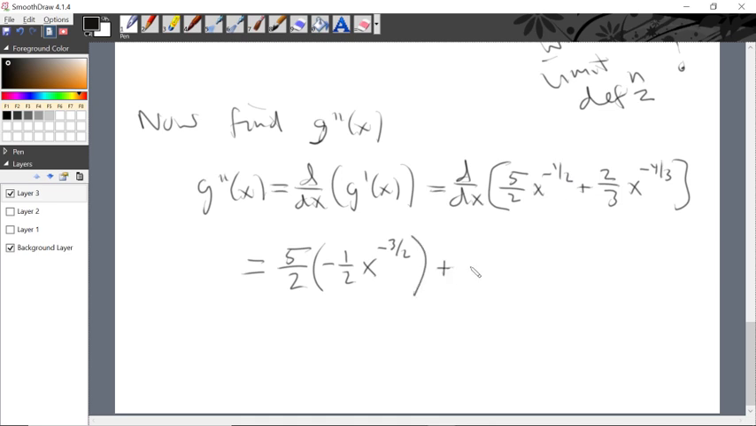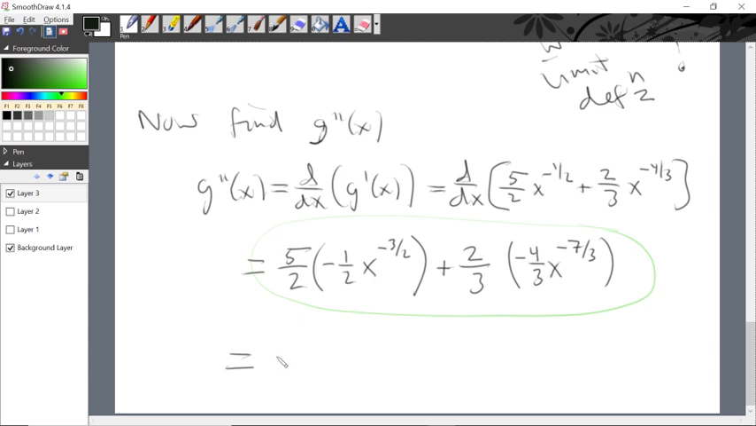And then the next term, we take out the 2/3 as a constant multiple, and the derivative of x to the negative 4/3 is negative 4/3 x to the negative 4/3 minus 1, which is negative 7/3. So this step here shows that we've used the constant multiple rule as well as the sum rule to distribute the differential operator as well as the general power rule. So all the rules are applied in that step right there.